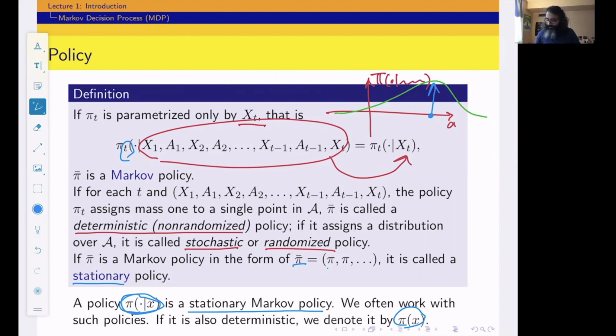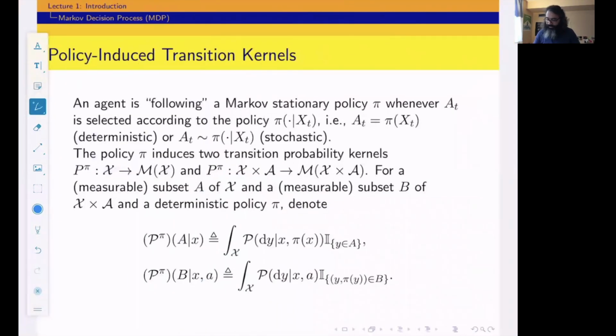Okay, so some more notation here. This is called the policy-induced transition kernel. We want to talk about the dynamics if the agent follows policy π. The idea is simple. Let's define following: an agent is following a Markov stationary policy π whenever its actions are selected according to that policy.